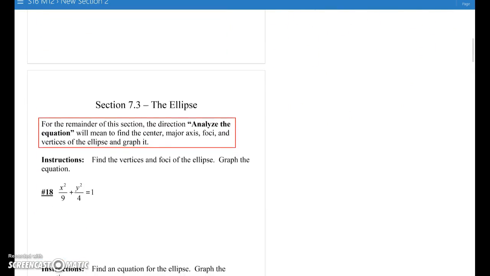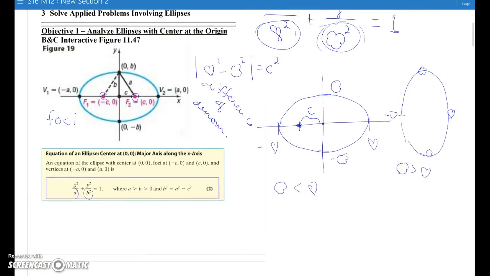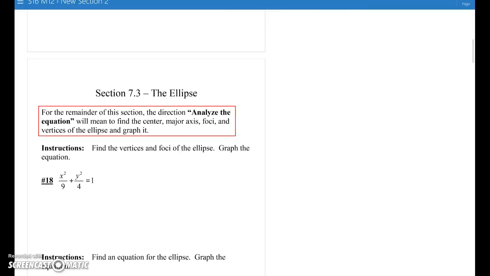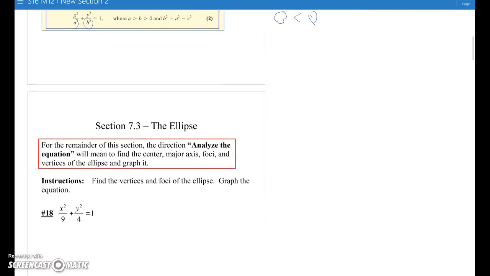So let's analyze an equation of an ellipse, and that will mean to find the center, the major axis, which is which way it is longer. For this type of ellipse, the major axis is horizontal. Find the foci, the two focus points, and the vertices of the ellipse. So the ellipse has two vertices on the long ends. So this is a vertex and this is a vertex. This point is not a vertex. This is not a vertex, not a vertex, and not a vertex. So they're points that help us draw the ellipse, but they don't have a special name.